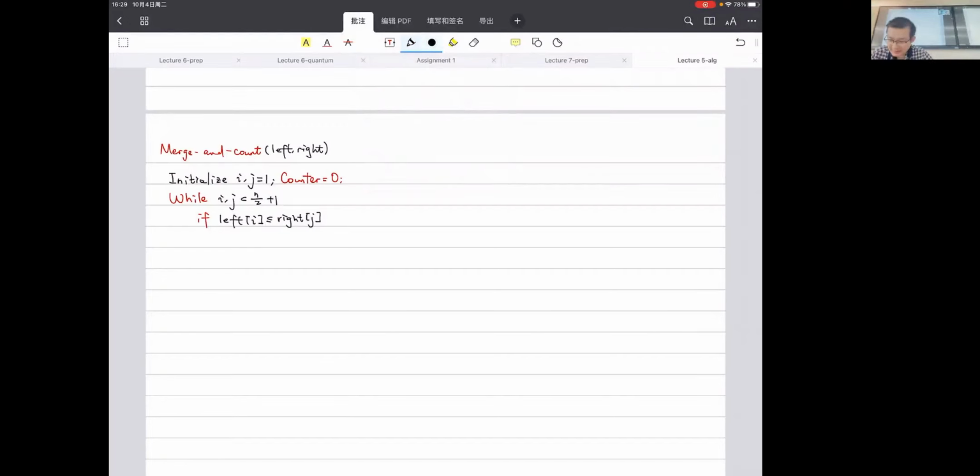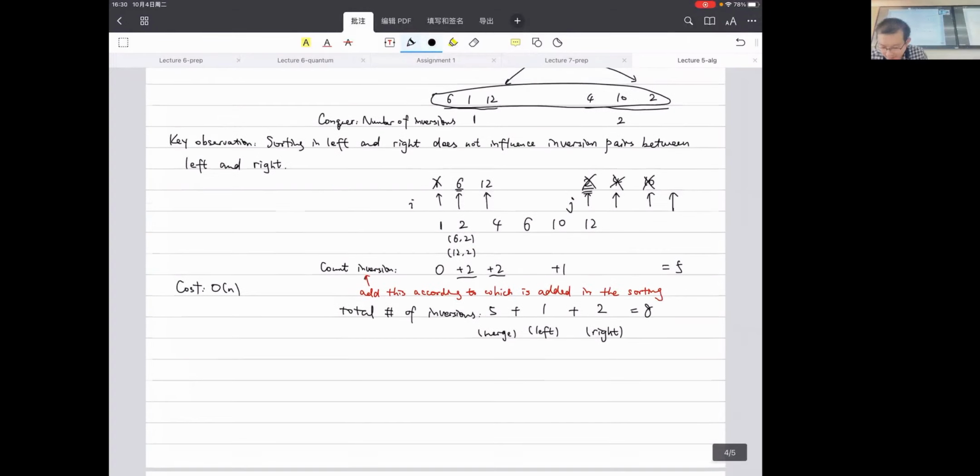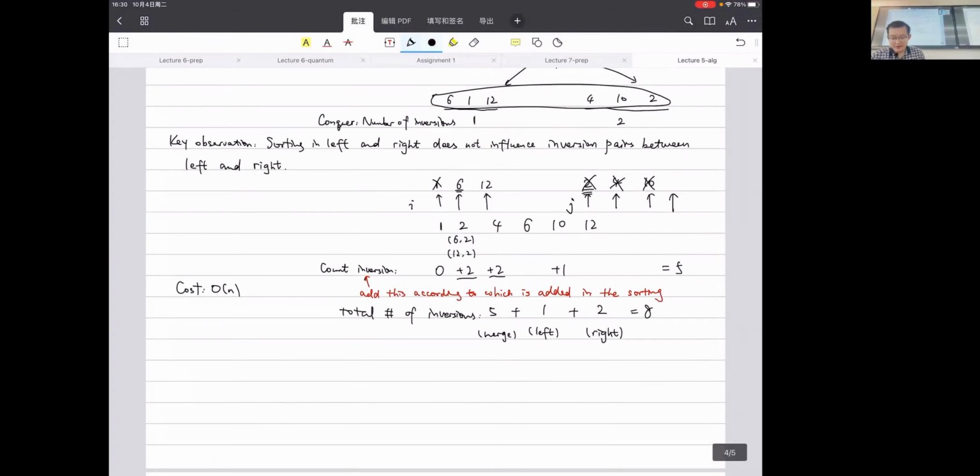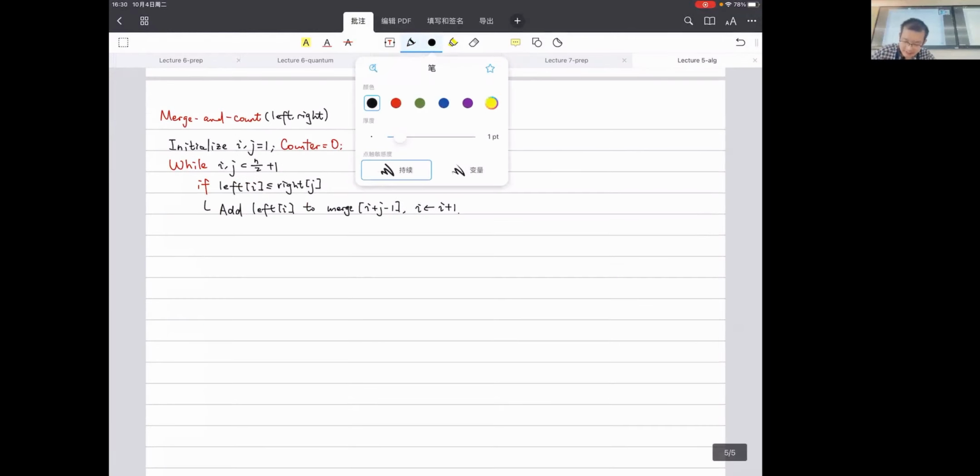So as long as the left-hand side is smaller than or equal to the right-hand side correspondingly, we just add left i to merge i plus j minus 1, and correspondingly increase i here. So this is the easy case, and recall what we discussed above. We do a very careful calculation here: we count the inversion when the left-hand side is larger than the right-hand side. So we need to be very cautious about the next line.